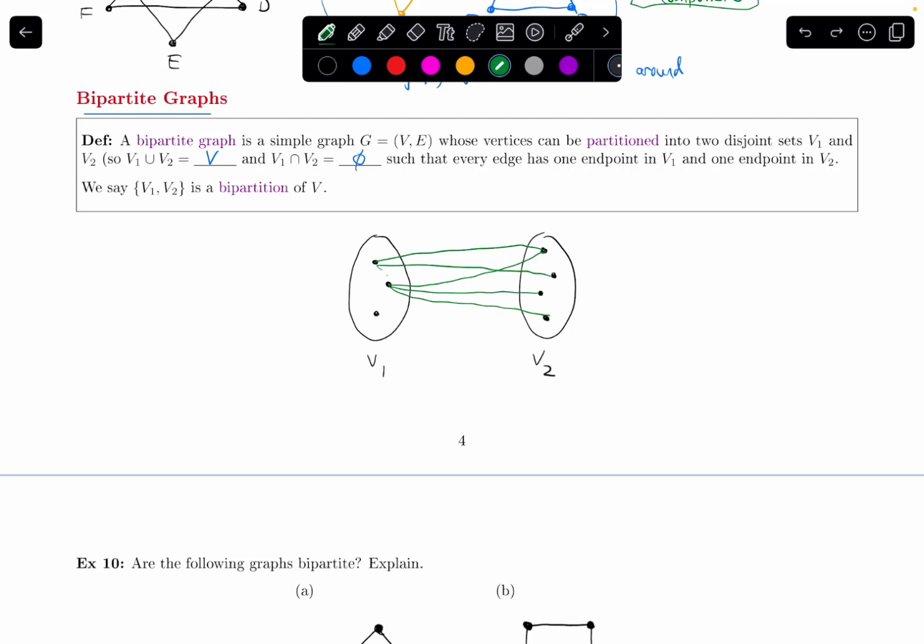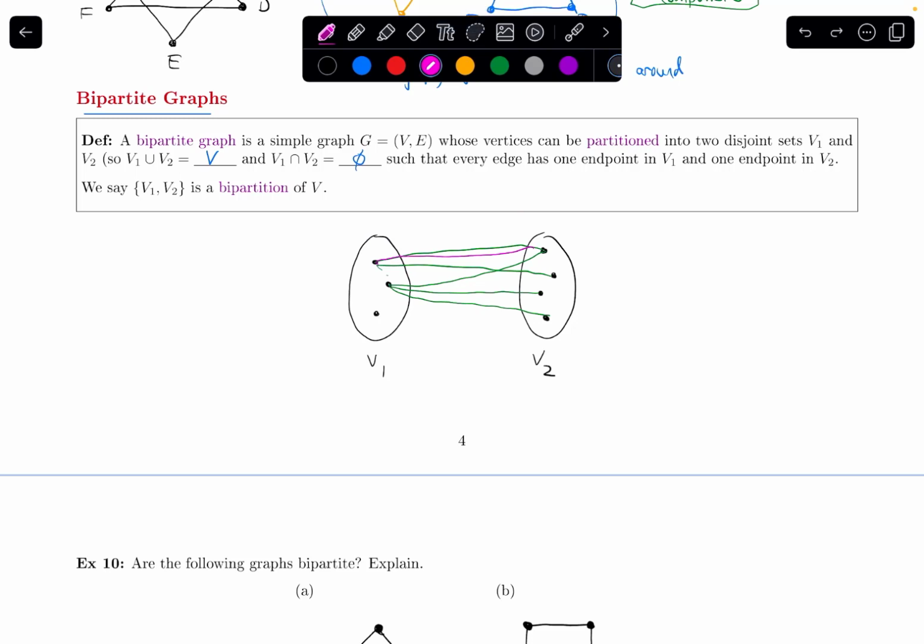Any edge that I have is always connecting one vertex in V1 and one vertex in V2. So when this happens, we call this pair V1, V2 a bipartition of V, a way of splitting the vertices into two groups like this with no overlap, such that any edge that we draw will connect one vertex in V1 and one vertex in V2.